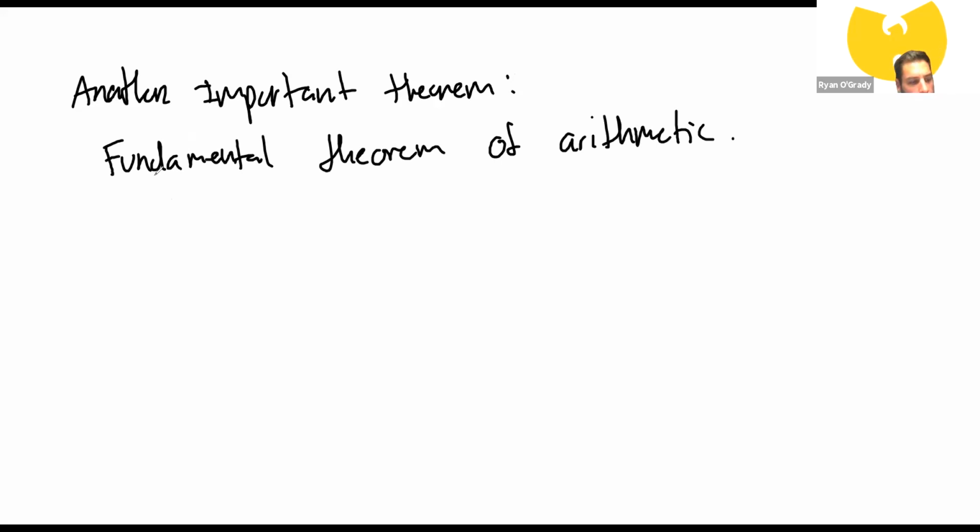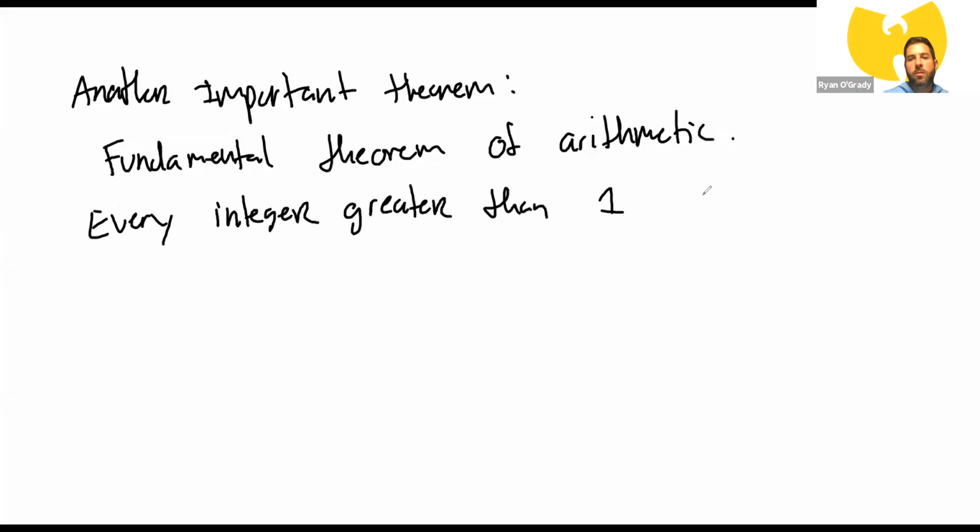So basically, well, I shouldn't say basically. What it says is something that probably was made aware to you when you were in middle school, elementary school, when you were in math class. And it says the following. It says every integer greater than 1 has a unique prime factorization.